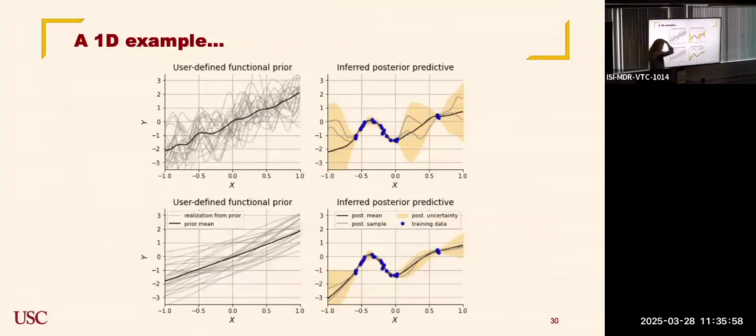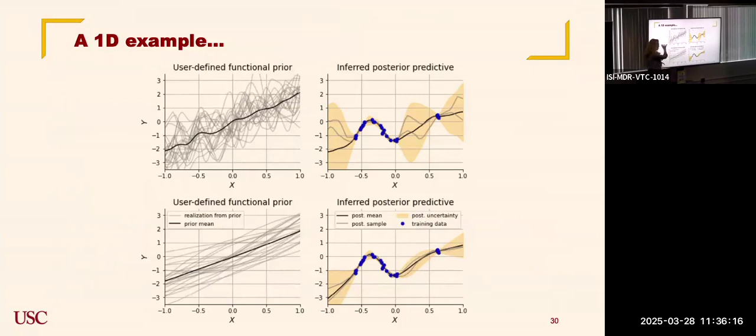So this is a 1D example of how this works. I start with 2 different priors, where basically I assume that I know my function is somehow increasing from left to right. And so those are 2 different priors. This is a much more flexible prior than this one.